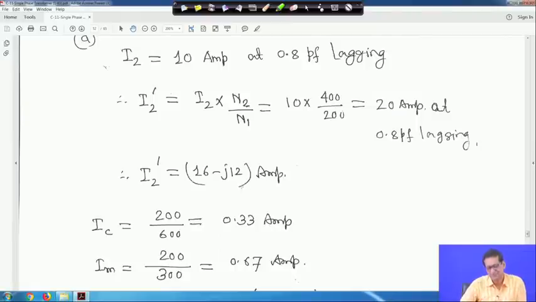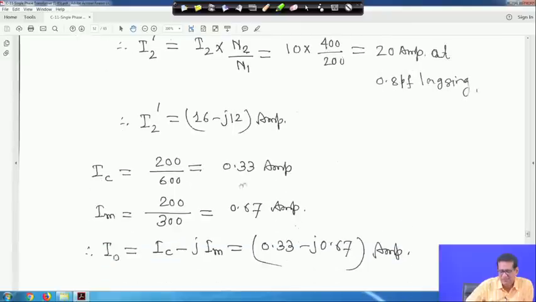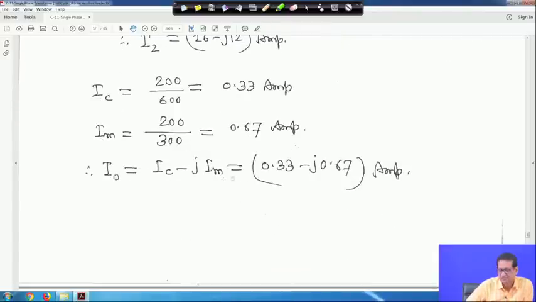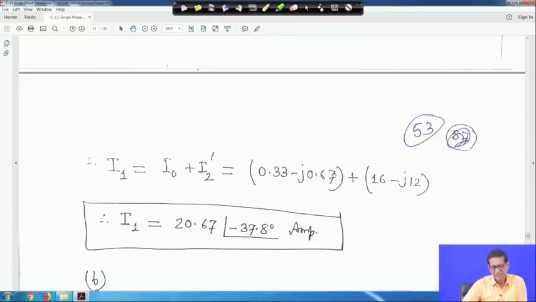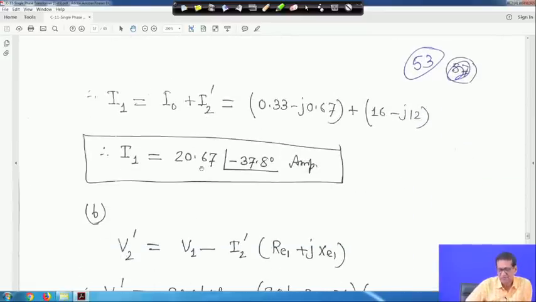Now, it is understandable. So, directly we are writing IC will be 200 by 600, because RC is 600 ohm and terminal voltage is 200. And Im is equal to 200 by 300, this much. So, I0 is equal to IC minus jIm. This is the no load current I0. Therefore, I1 is equal to I0 plus I2 dash. You just add these two, you will get I1 is equal to 20.67 angle minus 37.8 degree ampere.